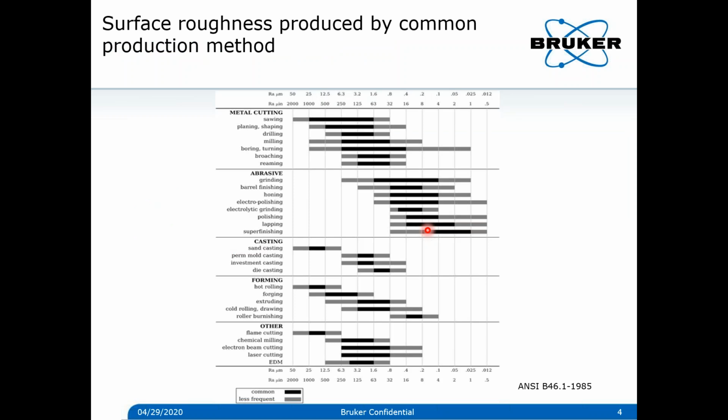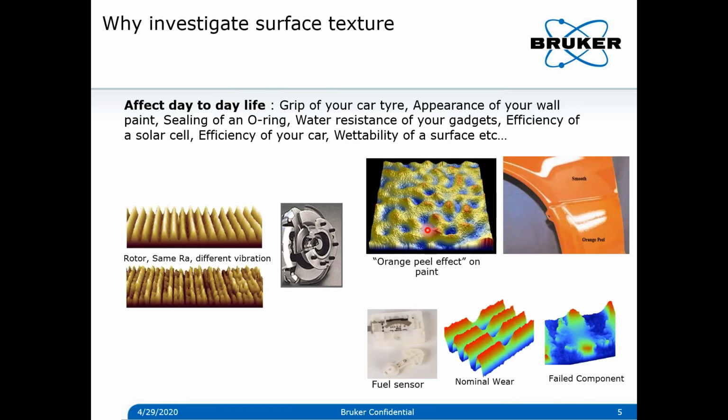So these are the typical surface roughness numbers produced by processes in the manufacturing process. If you want the slides, you will be getting them later.